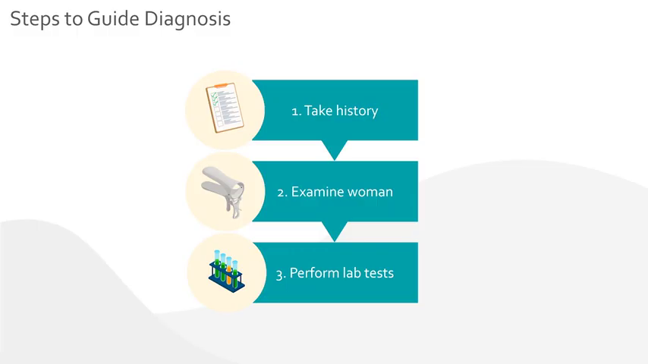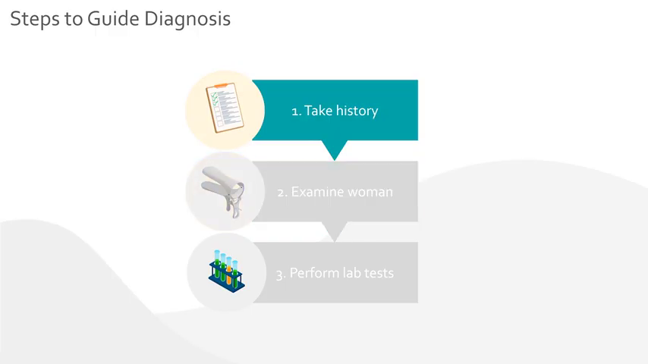If laboratory testing is not available, follow step 1, history, and 2, examination, to guide initial treatment and refer for laboratory testing if symptoms persist. If a complete examination, including a speculum examination, is not possible, base initial treatment on step 1 and refer to a facility with speculum and laboratory testing facilities if symptoms persist. Let's now look at specific treatment recommendations.